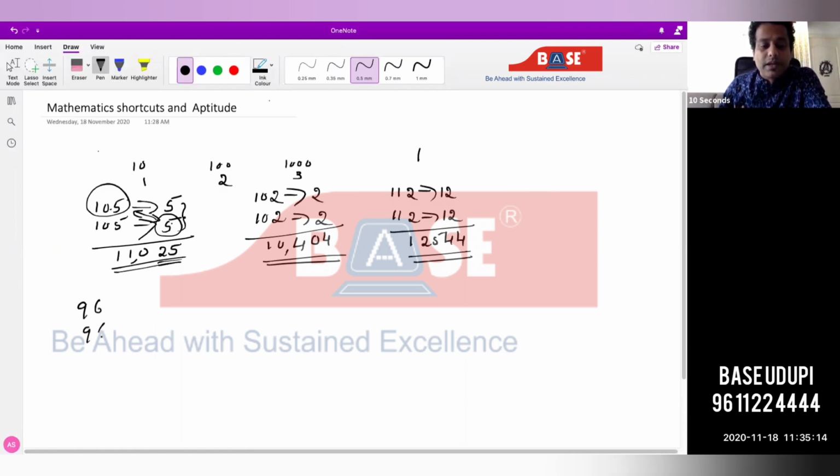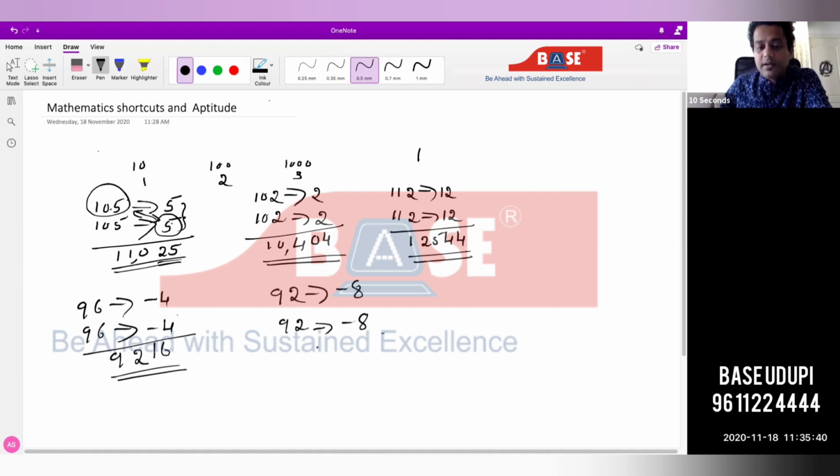96 into 96. This is also nearest to 100, but not 4 more than 100, it is 4 less than 100, minus 4. Minus 4 into minus 4 is 16, two digits. 96 minus 4 is 92, so 9,216. If I take, say, 92 into 92, 8 less than 100, 8 less than 100, 8 into 8 is 64, 92 minus 8 is 84, so 8,464.